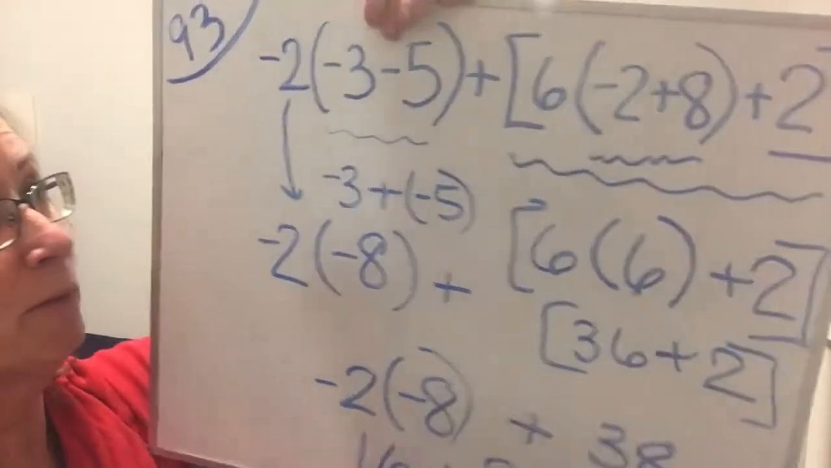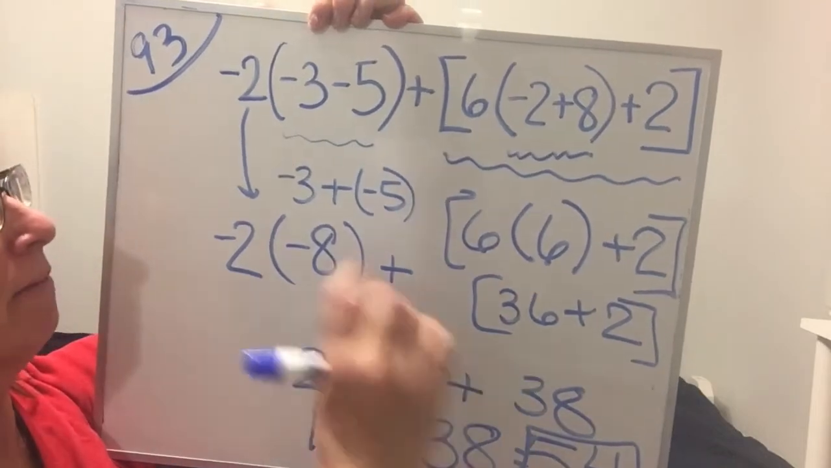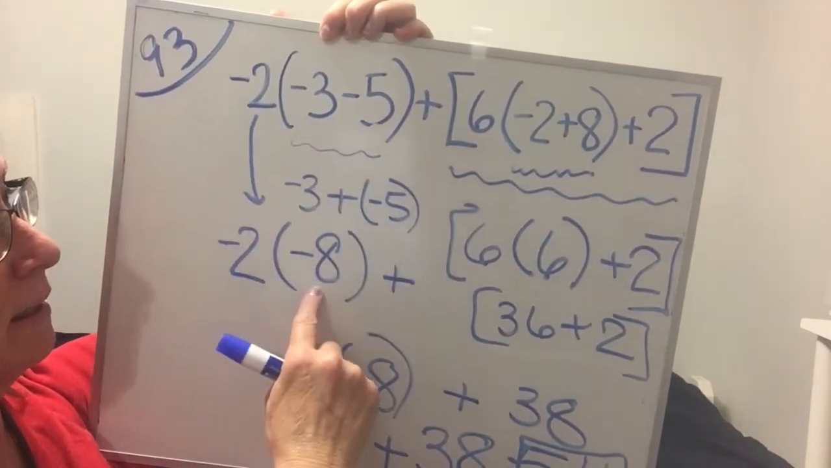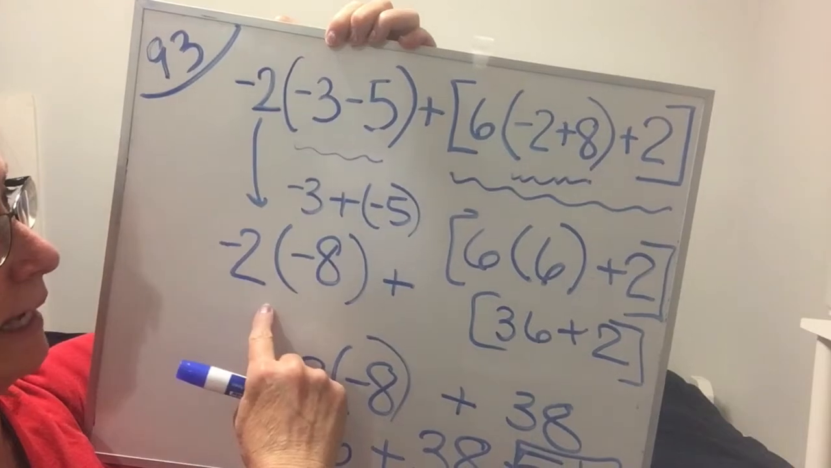So hopefully you did that one. Oops, I'm about to drop my board. Hopefully you did that right. We did this one first. Got the -8, brought down the -2.